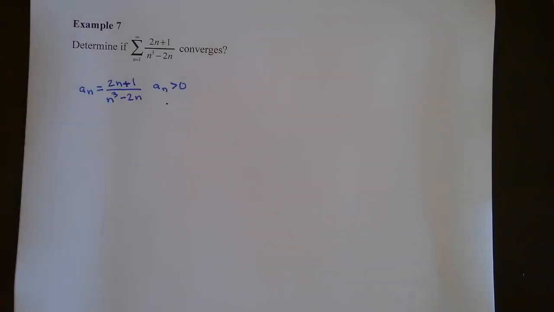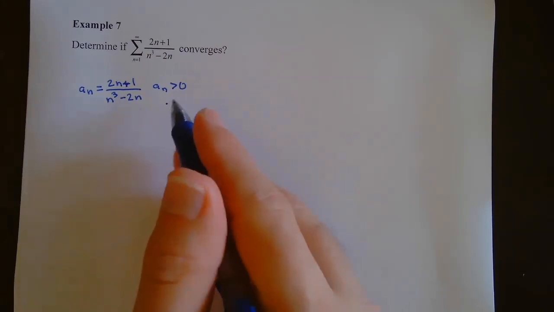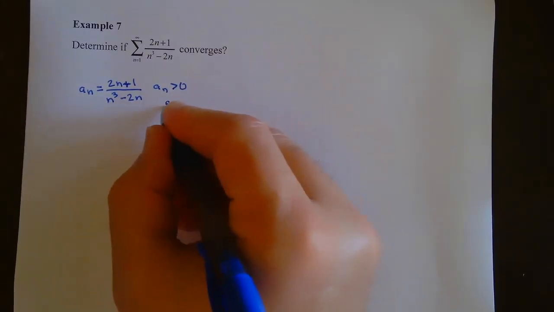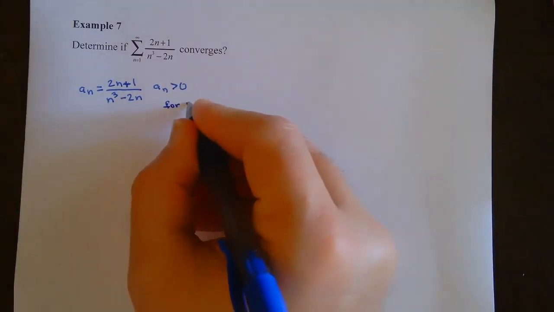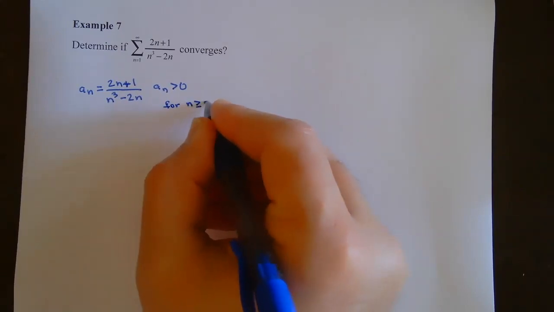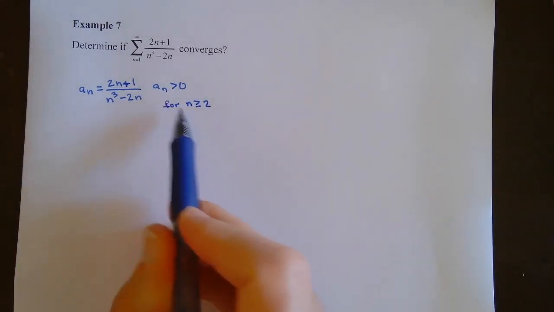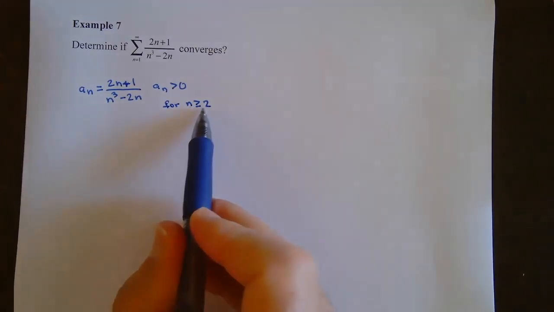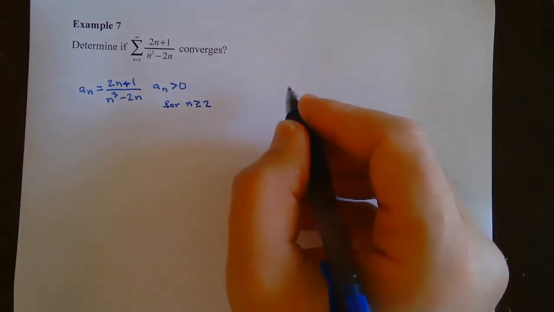So back to this series. This is true for n greater than or equal to 2. So our terms are positive, but it's not for all of them. It's just for n greater than or equal to 2. So what do we compare this to?